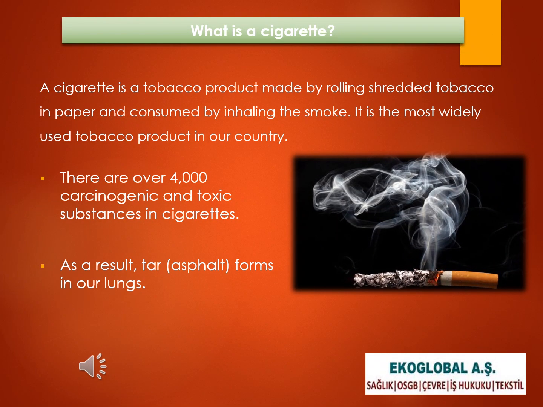So, what is a cigarette? A cigarette is a tobacco product made by rolling shredded tobacco in paper and consumed by inhaling the smoke. It is the most widely used tobacco product in our country. There are over 4,000 carcinogenic and toxic substances in cigarettes. As a result, tar asphalt forms in our lungs.